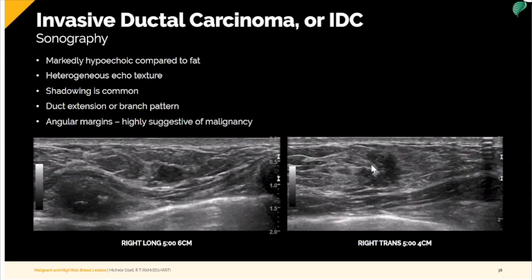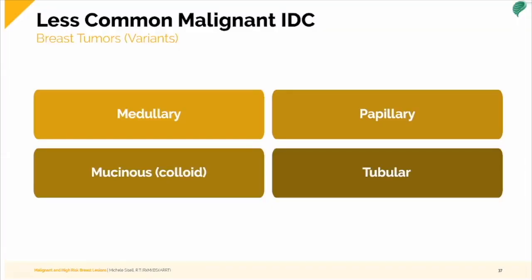You'll mention if it's in the ducts or extending or branching patterns. If angular margins are seen, consider that all of this is highly suggestive of malignancy. And this will help your radiologist decide if more workup is necessary or if it is time to go straight to biopsy. Some less common malignant IDCs would be medullary, papillary, mucinous or colloid, and tubular.